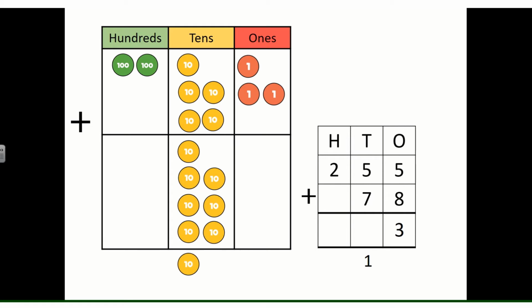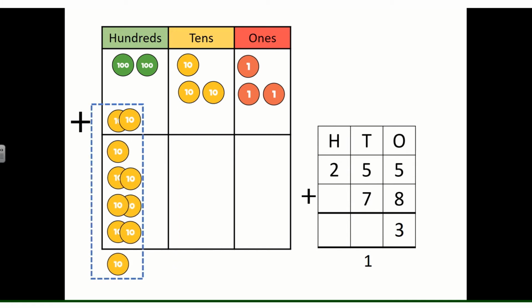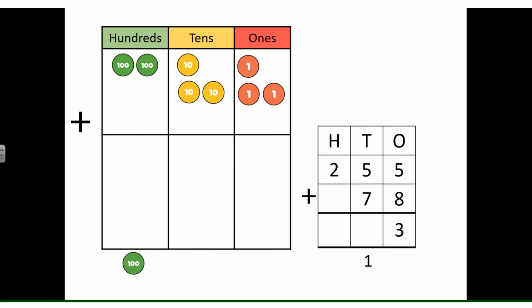Now I need to look at the tens column. I have 7 plus 5 plus 1 ten, which gives me 13 tens. I can't have all 13 tens in that tens column, so I'm going to exchange 10 of those tens for 100. And I'm going to place that 100 in the hundreds column, and I'll represent that on my column addition using a 1 in my hundreds column.